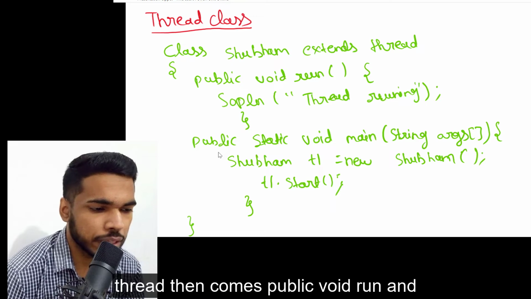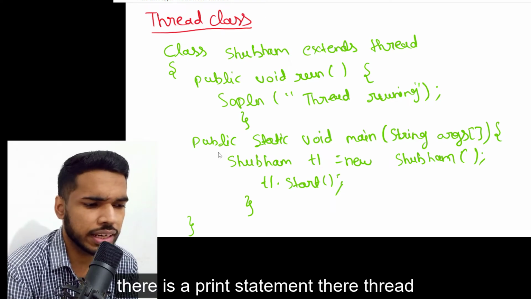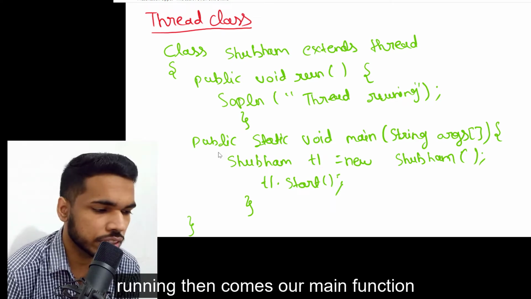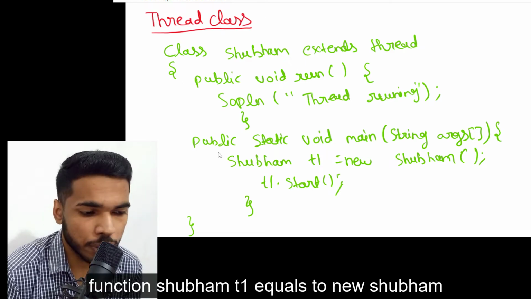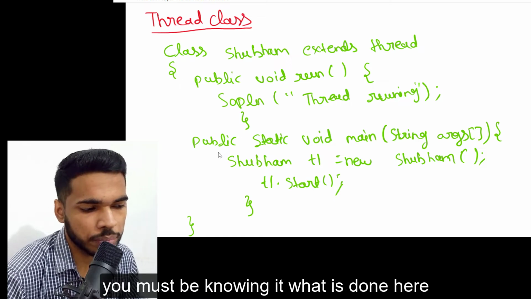Then comes public void run, and there is a print statement there, "thread running." Then comes our main function, which would be running first, because it is a driver function. Shubham t1 equals new Shubham. You must be knowing it.